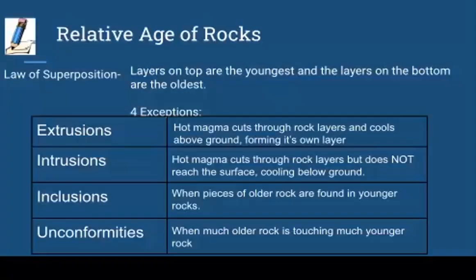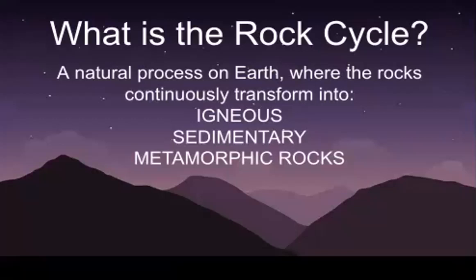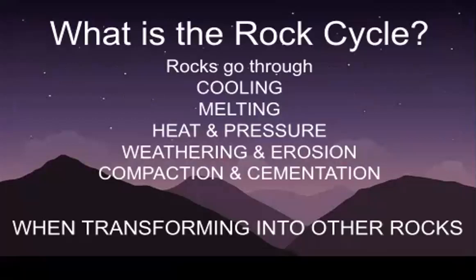So we just went over the law of superposition. Remember, the layers on the top are the youngest, the layers on the bottom are the oldest, unless you have these exceptions, which we just went over. We are in our unit on geological history, and we started this unit looking at the rock cycle. And we know that the rock cycle is when these three types of rocks all transform into each other, and they're going to do that through these different processes.